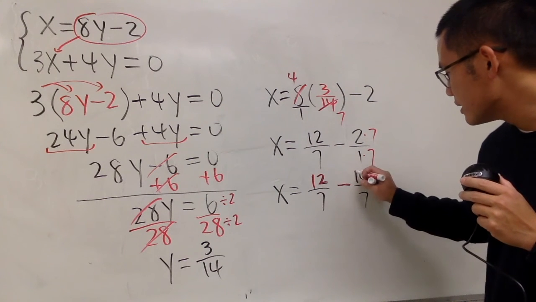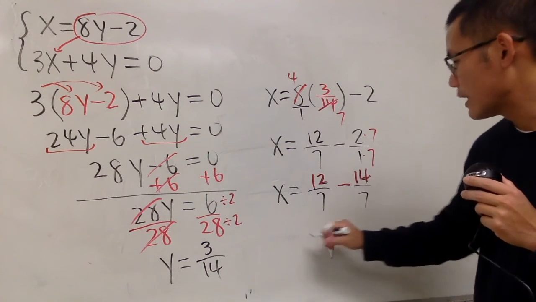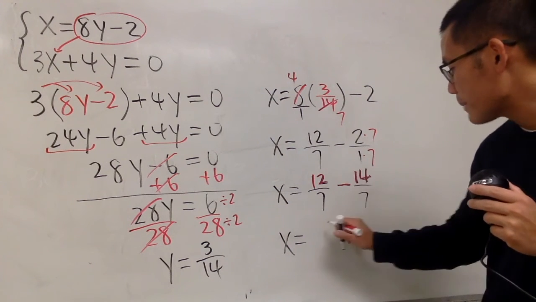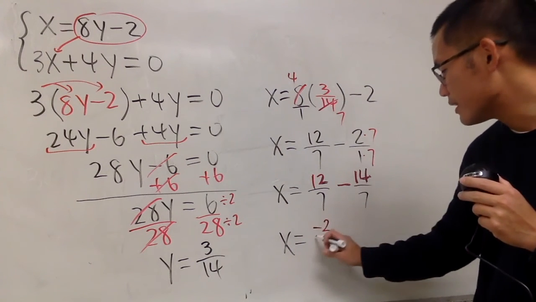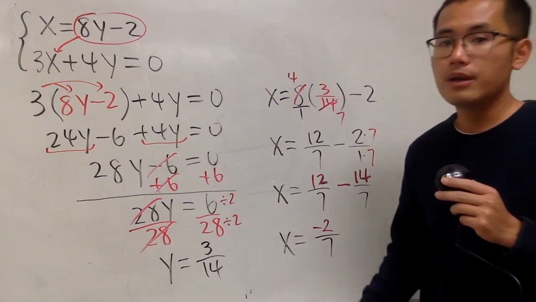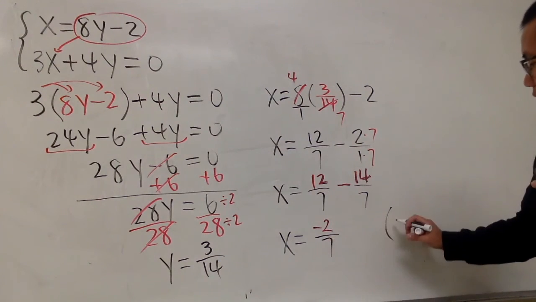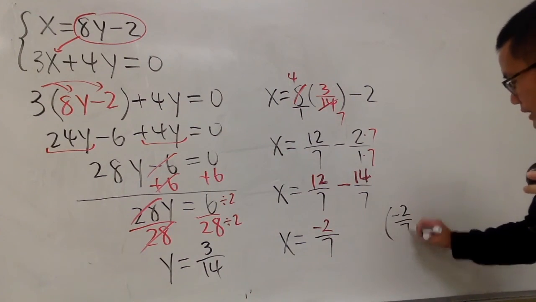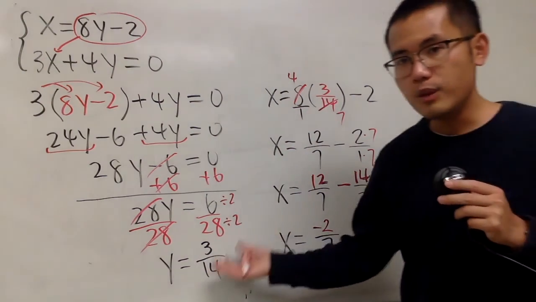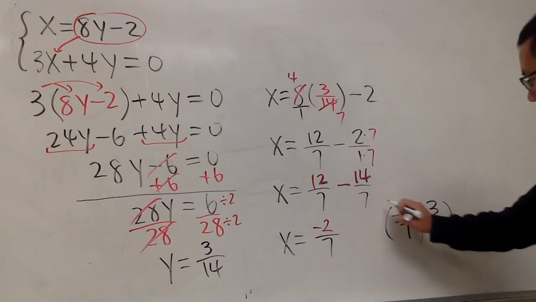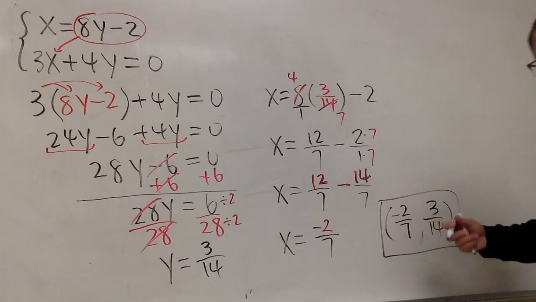12 minus 14, that will give us negative 2. So x is equal to, the top gives us negative 2, and the denominator stays the same. So that's what we have. Finally, I'll write down the answer right here for you guys. x is negative 2 over 7. Meanwhile, the y is 3 over 14. And this right here is it.